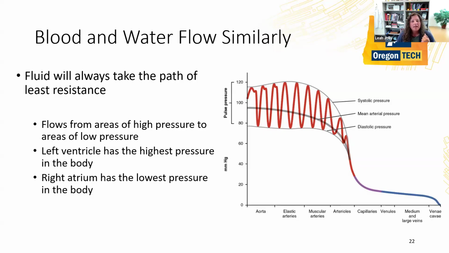So when it contracts, the ventricle gets up to roughly 120 millimeters of mercury. And this pushes blood through the system. And you can see on this graph that as we get further through the system, the pressure decreases. And it keeps decreasing till we get to the vena cava. And ultimately, the right atrium has the lowest pressure in the body so that the blood will keep flowing back to the heart.